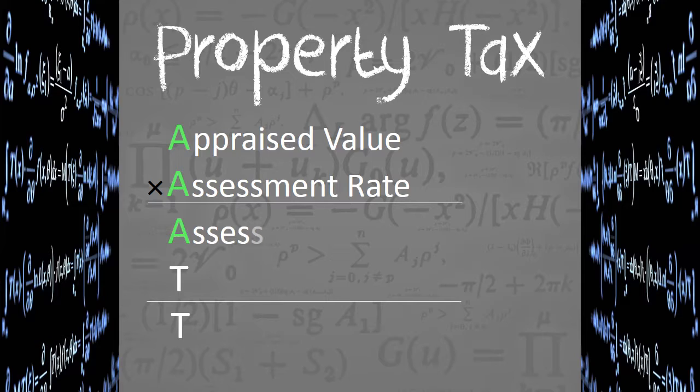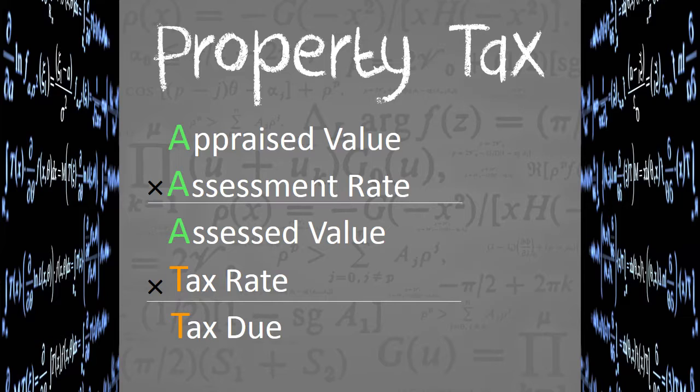That gives you the assessed value, which you will multiply by the tax rate, which will give you the tax due. Okay, appraised value, assessment rate gives you assessed value, times the tax rate gives you the tax due. But what most exam writers do, devious as they are, is they never give you a straightforward problem like this. They usually start from the bottom and then work up to the top.